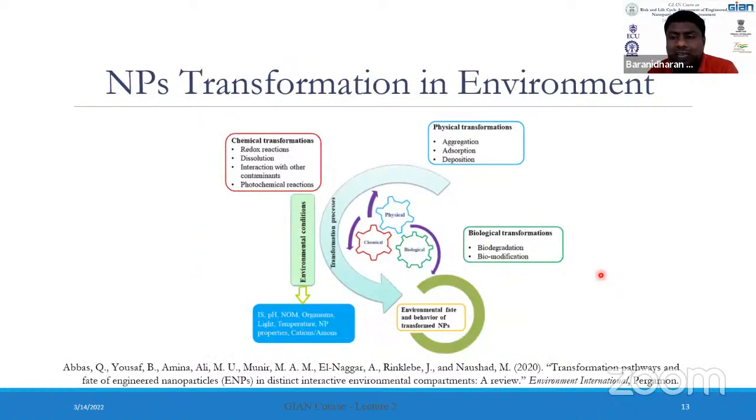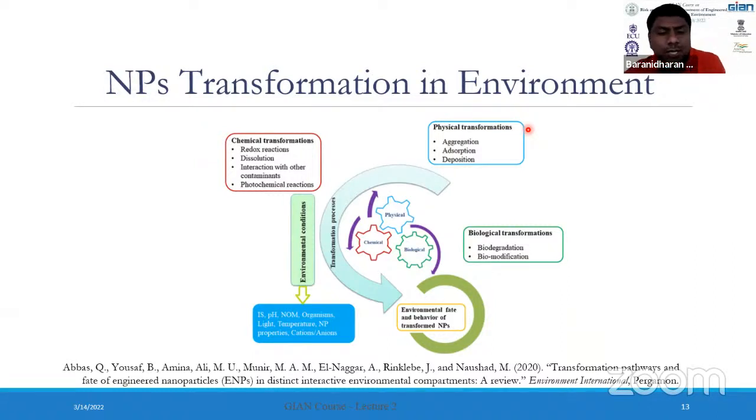So when it comes to transformation in the environment, mostly there are three different types of transformation that happen. One is physical transformation. Normally, physically, how do these nanoparticles transform? With respect to a stable particle, they become unstable and then get transformed in one or the other way. Or else the biological transformation, biodegradation or biomodification. What happens when these nanoparticles encounter a biofilm? Whether they get onto the biofilm or otherwise keep accumulating over the surface of the biofilm and then kill the biofilm.